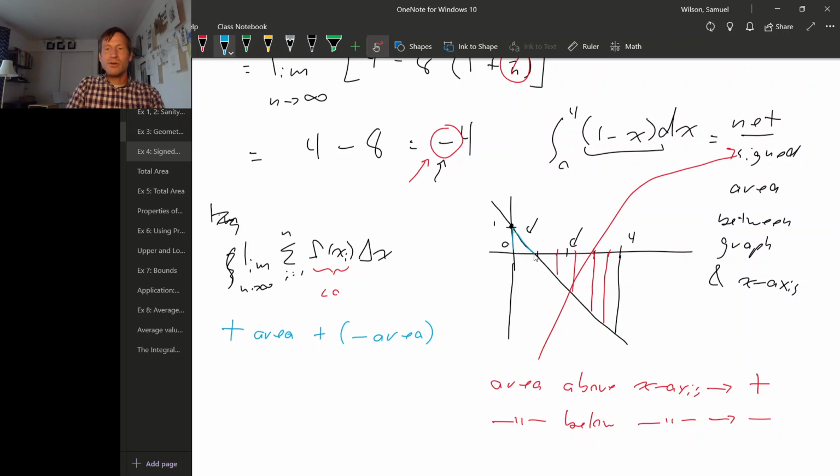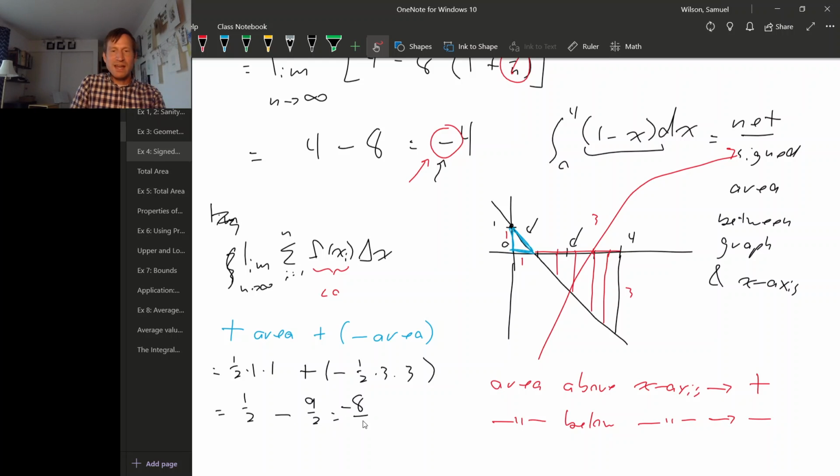Okay, now the positive area is going to be coming from this little triangle that's sitting above the x-axis. This little triangle is 1 unit horizontal and 1 unit vertical, so its area is 1/2, the base is 1 and the height is 1, plus, and then the other triangle is going to count as negative. It looks like its base is 3 and its height is also 3. So 1/2, 3 times 3. So this is going to give us 1/2 minus 9/2, which is negative 8/2, which is negative 4. And that's what we got before.